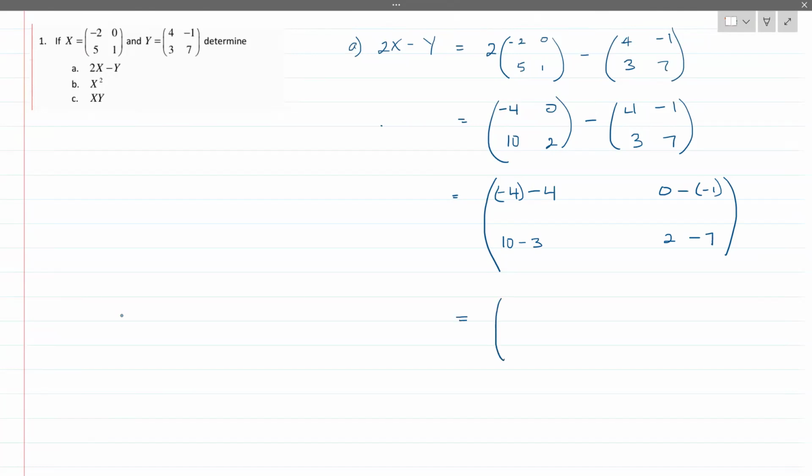So minus 4 will give me minus 8. 10 take away 3 will give me 7. 0 minus minus 1: the minus and the minus here will give me a plus, and 0 plus 1 will give me 1. And 2 minus 7 will give me minus 5. And that's my answer for 2x minus y.